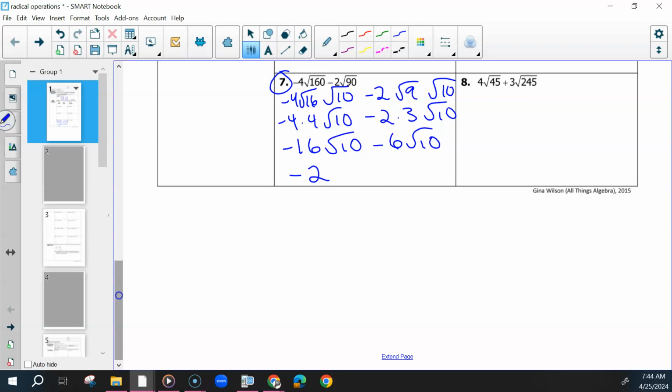Negative 22. So if this was, let's say, like 11, you just do that. We'll see something like that.